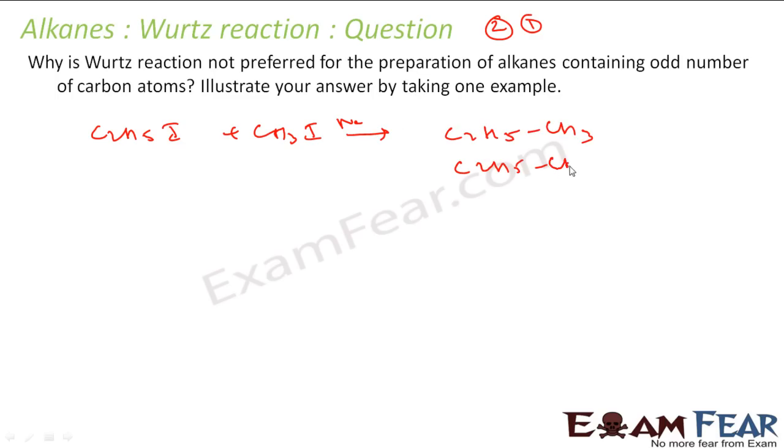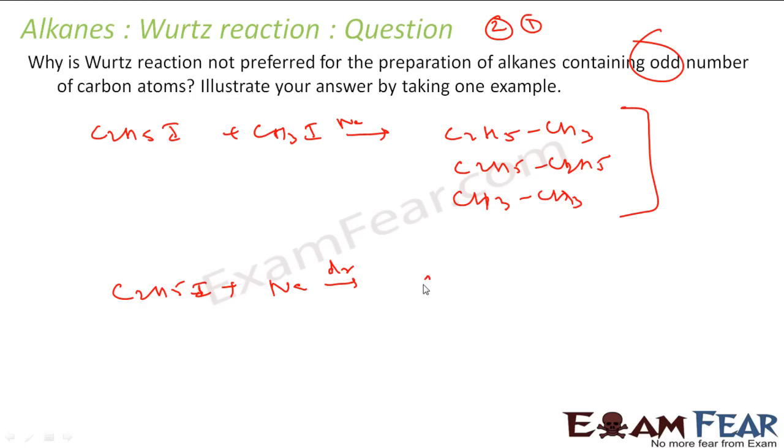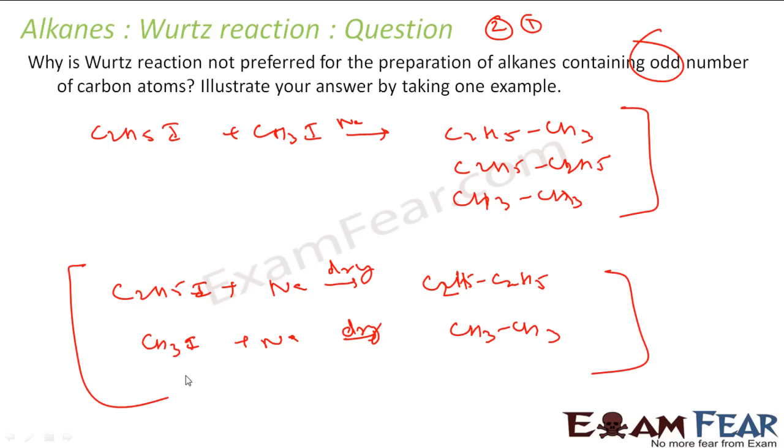Correct? So this is what you have to say, and then you have to say that these products are very difficult to separate, and so we don't use the Wurtz reaction to form odd-numbered carbon compounds. So generally we use only this one, let's suppose. In this case, you will get only one product. Or we use this one, so you will get this. So this is easy.